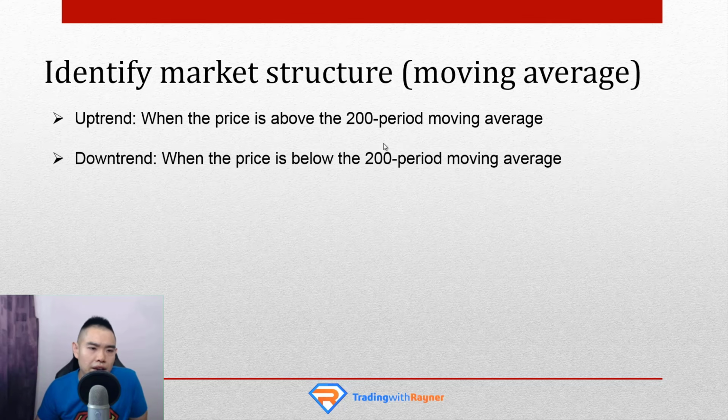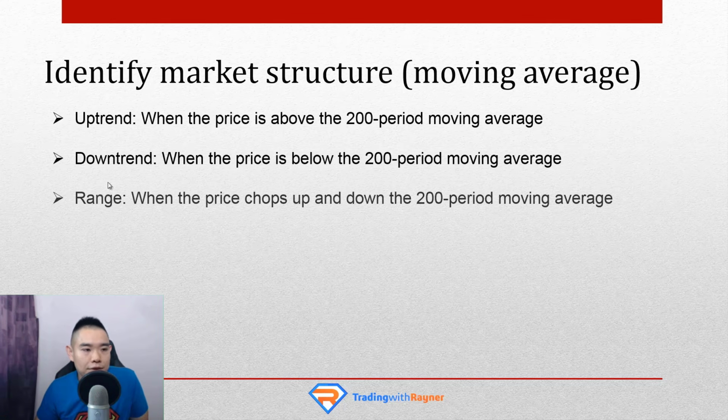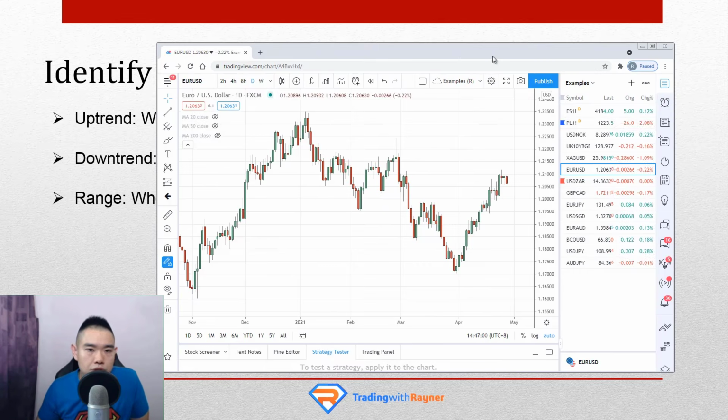Some of you might be wondering, hey Rayner, why 200-period moving average? Well, there's really nothing magical about this, but when we use 200, it will take into consideration 200 bars on your chart. So it will give you a long-term guideline to whether this market is heading higher or lower. This is a way to help you define the long-term trend. And finally, the market is in a range when the price chops up and down the 200-period moving average. So let me just show you.